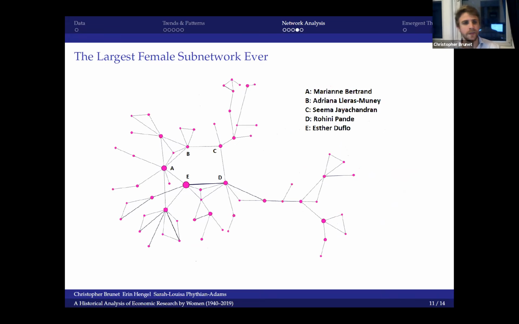This is what it looks like. The largest female sub-network ever. So this is a ring, or sorry, it's a hybrid network, because there's an inner ring network of really prominent names. I'm not going to walk through them all, A, B, C, D, and E. You can read them. But I'm sure most of you have heard of everyone.